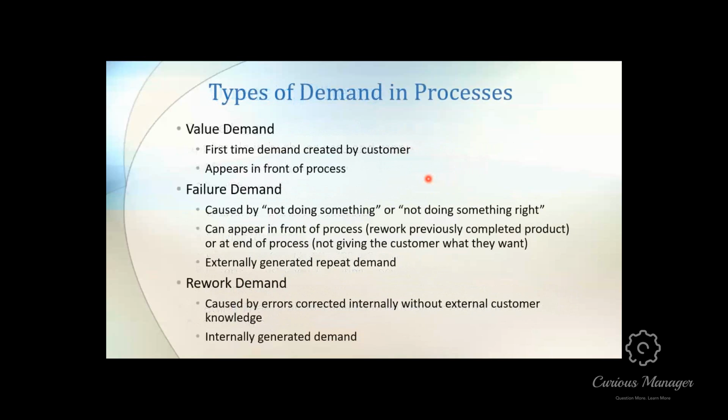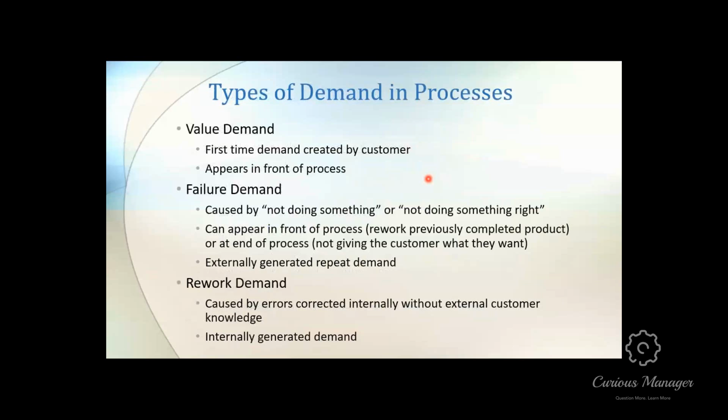Now, when we deal with a process, there are 3 types of demand that a process has to deal with, that has to process, for lack of a better word. You've got value demand. This is the first-time demand created by the customer. And this is basically the request for whatever the process is outputting. The customer says, hey, I want a blue car. So all of a sudden the demand at the front of the process says, okay, start making a blue car. This is the demand that is directly related to making money, for lack of a better word.